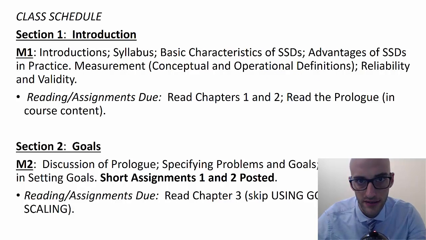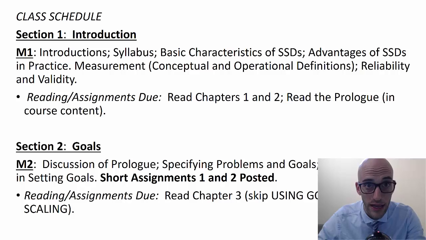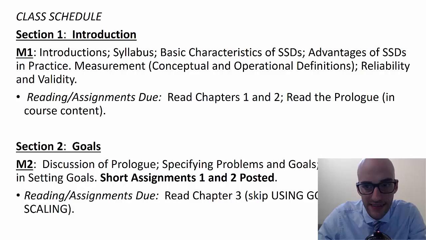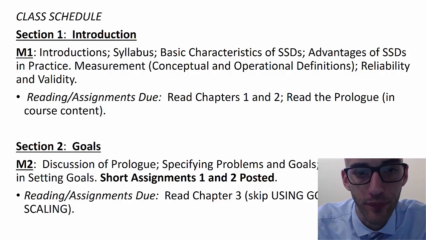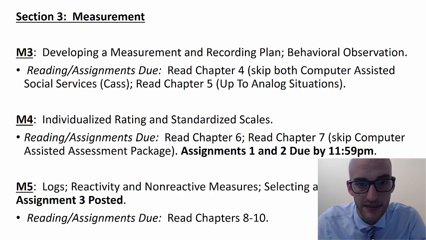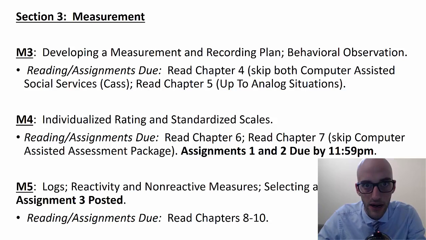And lastly, in the syllabus, I'll post the class schedule. Each of the different modules is broken down to a different section that should roughly correlate with your paper. So section 1 is related to the introduction of single system design, and I've got reading assignments which are due within that module. As you can see in Module 2, short assignment 1 and 2 are posted, but they won't be due until Module 4. So here you can see in the measurement section, if we look at Module 4, it'll say short assignment 1 and 2 are due by 11:59 p.m. So they're due at 11:59 p.m. at the beginning of that module. So as you look at the dates posted in the syllabus, you'll see which date they're expected to be posted by, and they should be posted by 11:59 at that date.